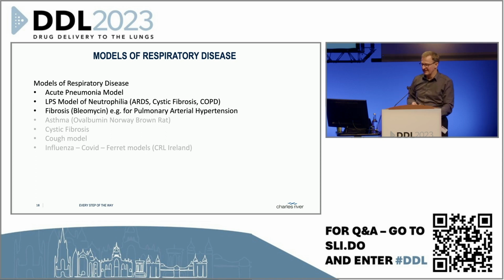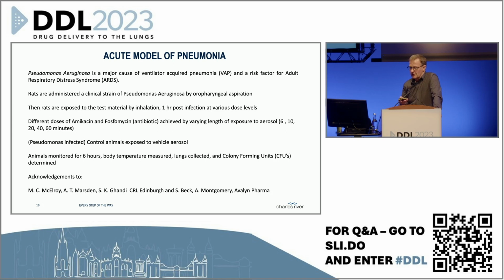Okay, so there are many models of respiratory disease. So all the ones that are grayed out there, there's asthma, cystic fibrosis, cough model, influenza, or COVID models. So I'll just briefly discuss probably just the acute pneumonia model now, but might get onto the LPS model. So Pseudomonas aeruginosa is a major cause of ventilator-acquired pneumonia and is a risk factor for the adult respiratory distress syndrome. So in this model, rats are administered this Pseudomonas by oropharyngeal aspiration.